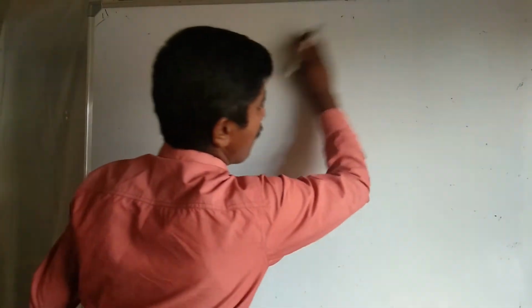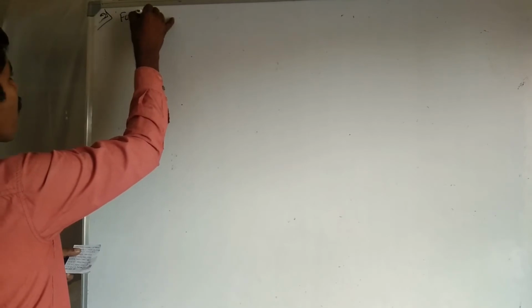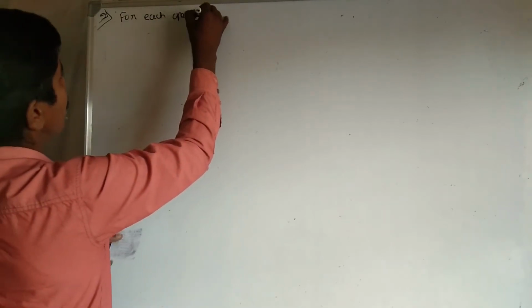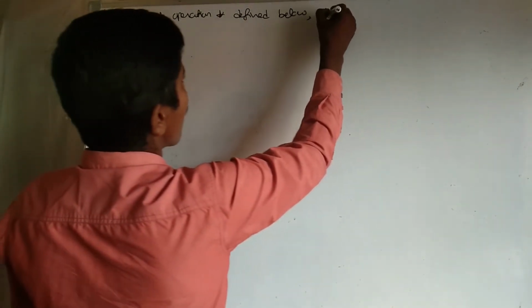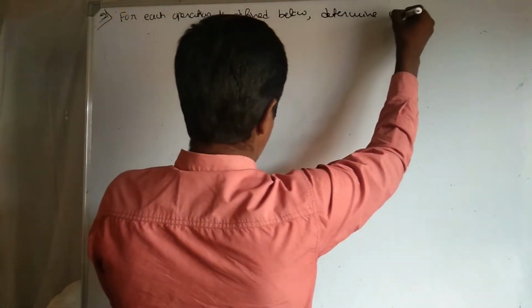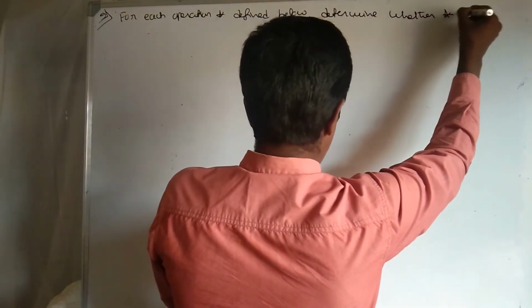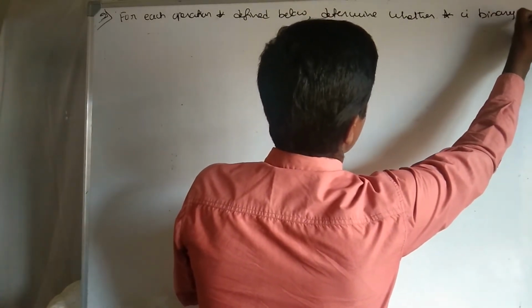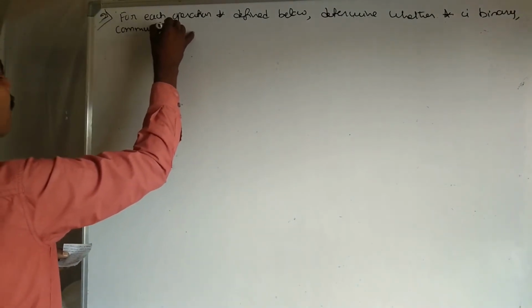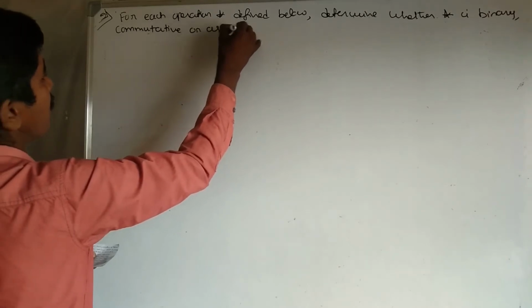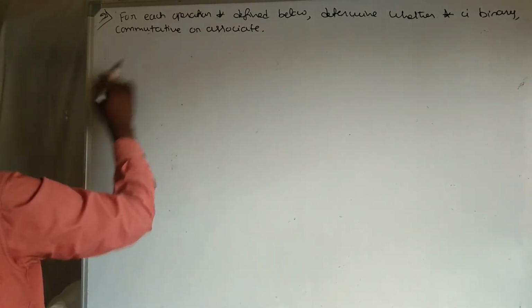So now go to the second problem. For each operation star defined below, determine whether star is binary, commutative or associative.